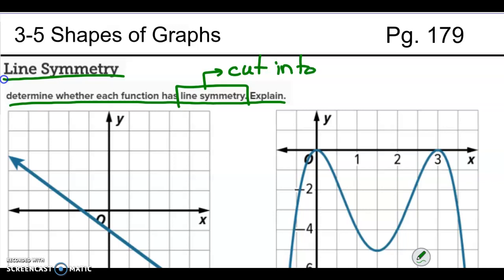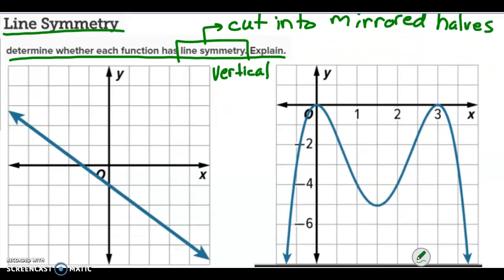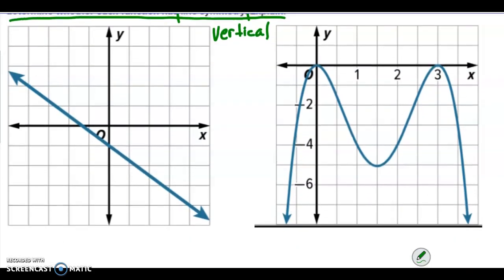basically means it can be cut into mirrored halves. Okay, if there's a line of symmetry that we can cut this thing in half vertically. Okay, so what that would mean is when you draw a vertical line anywhere, it's like it could fold itself over and be exactly the same.